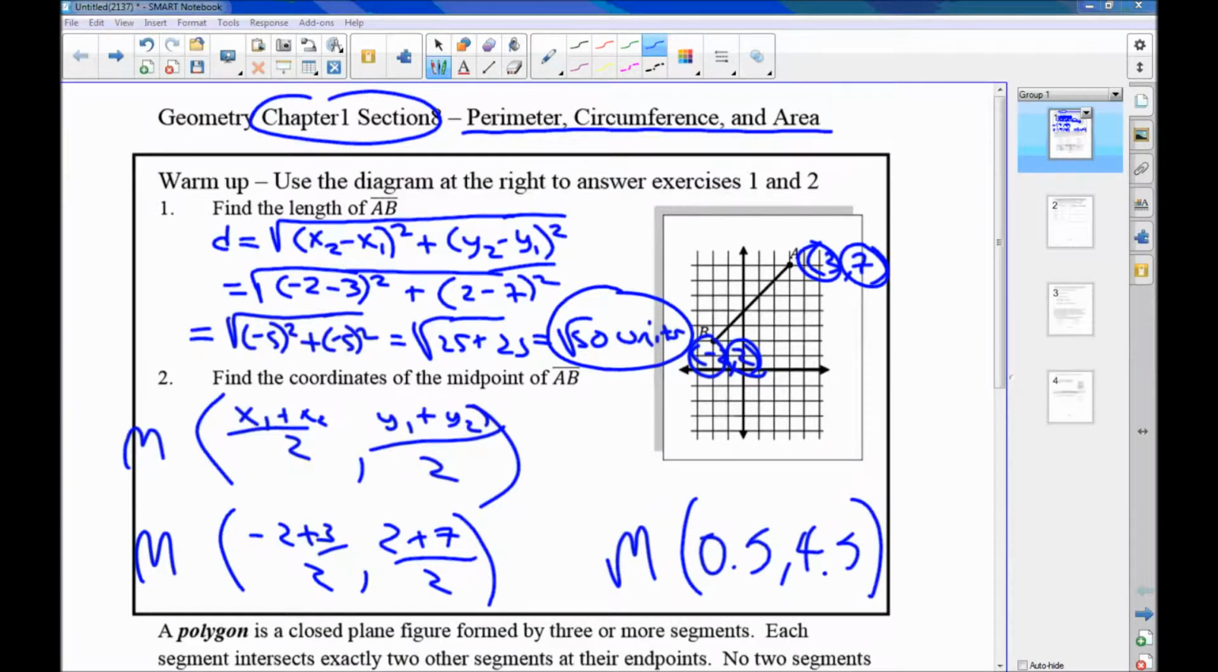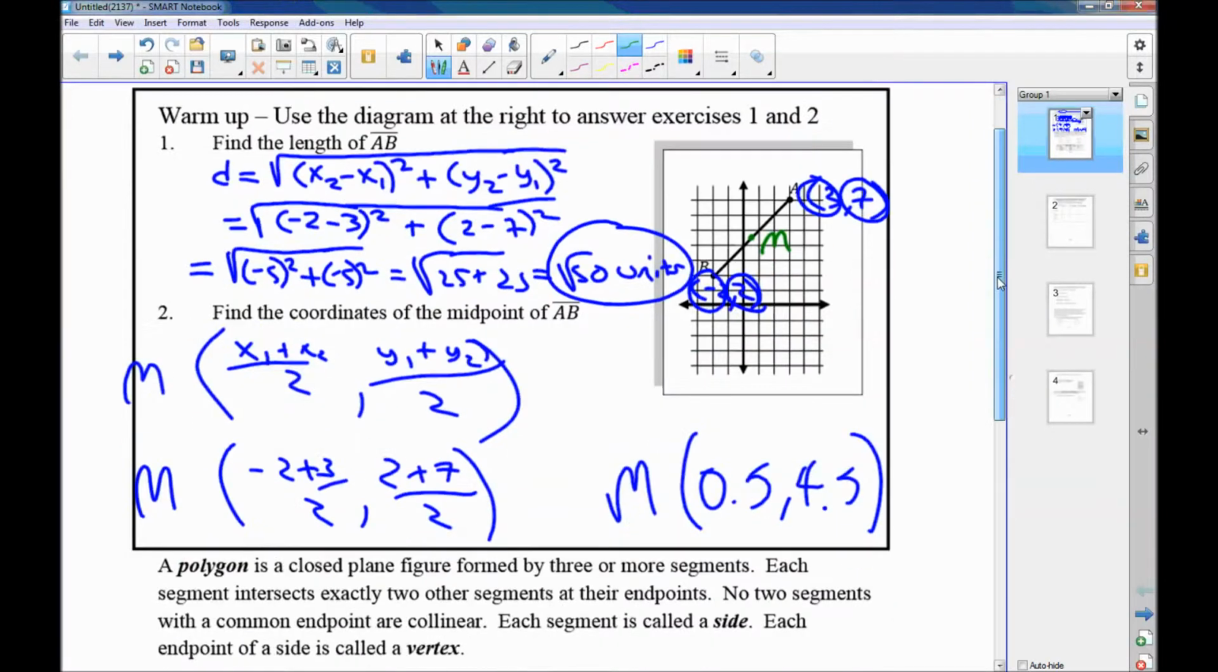All right, so the midpoint of this is going to be at 0.5 and 4.5. So 0.5, 1, 2, 3, 4, 4.5. And that's right in the middle, okay? Fortunately, it was on our line. It's a good way to check ourselves to see if we were wrong.